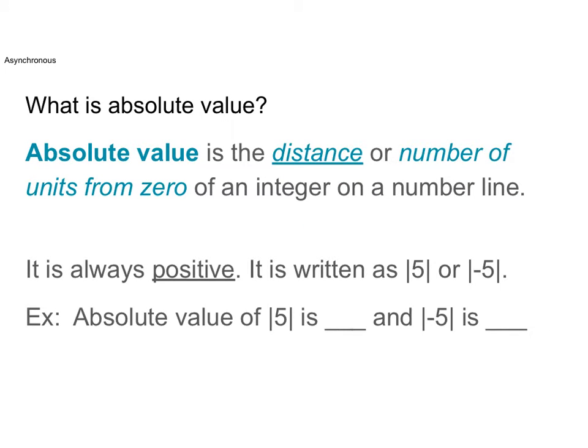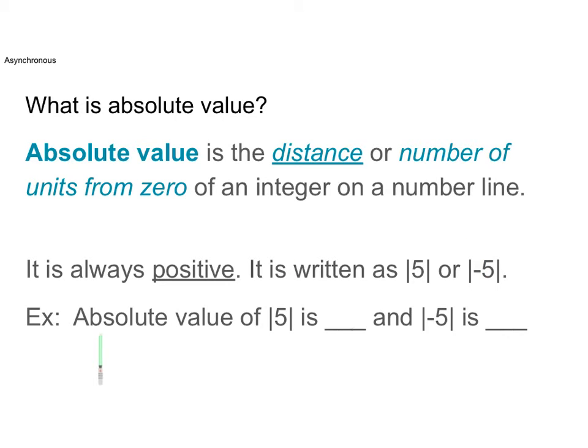What is an absolute value? I'd like you to write this in your notes also. So an absolute value is the distance or number of units from 0. So it's the distance from 0 of an integer on a number line. So absolute value is always positive, and it can be written as this with these lines here, these bars. That's the absolute value of 5, or this is the absolute value of -5.